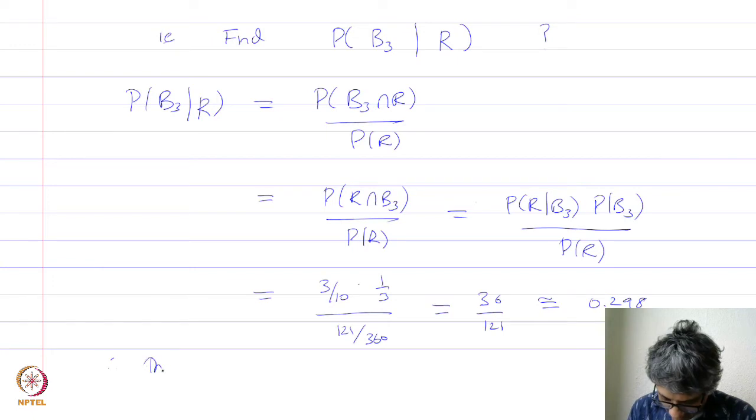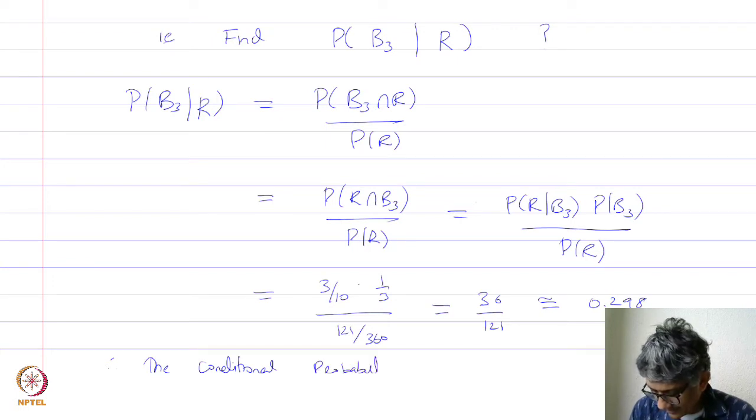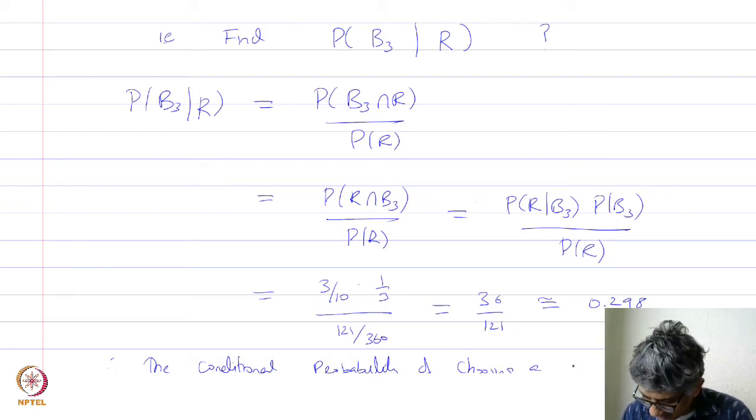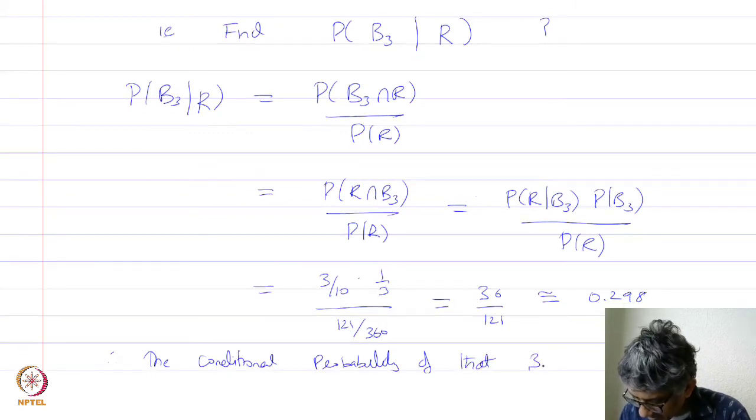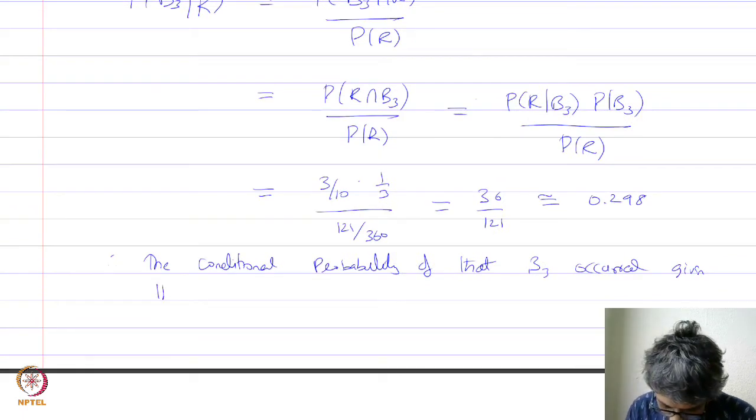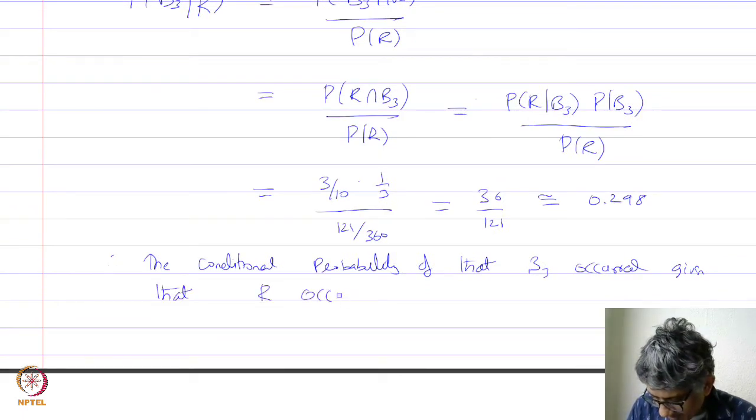Therefore, the conditional probability that box 3 was chosen, or B3 occurred, given that R occurred, that is, the red ball was chosen, is around 30%.